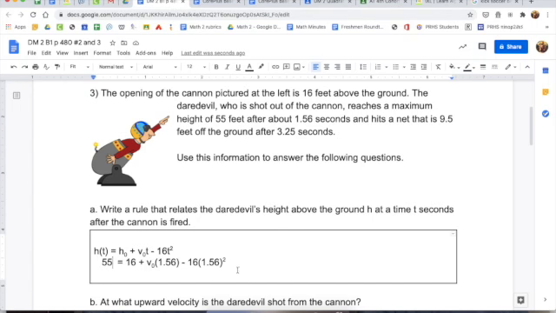What I've got to do is simplify this equation here. I'm going to start by doing what's in parentheses. In the parentheses, there's nothing else I can do there. But there is an exponent, so I'll do that next. So my equation becomes 55 equals 16 plus v sub 0, pronounced v naught sometimes, and that's still times 1.56. We'll come back to that soon.